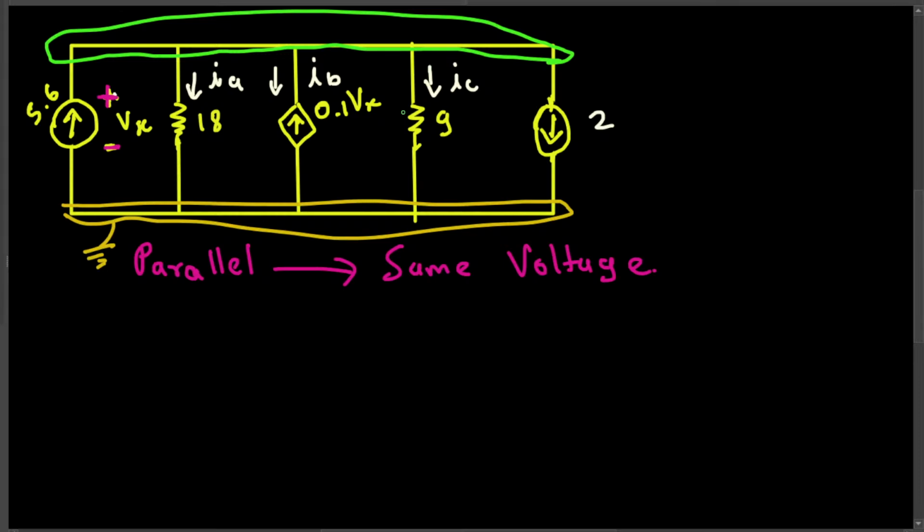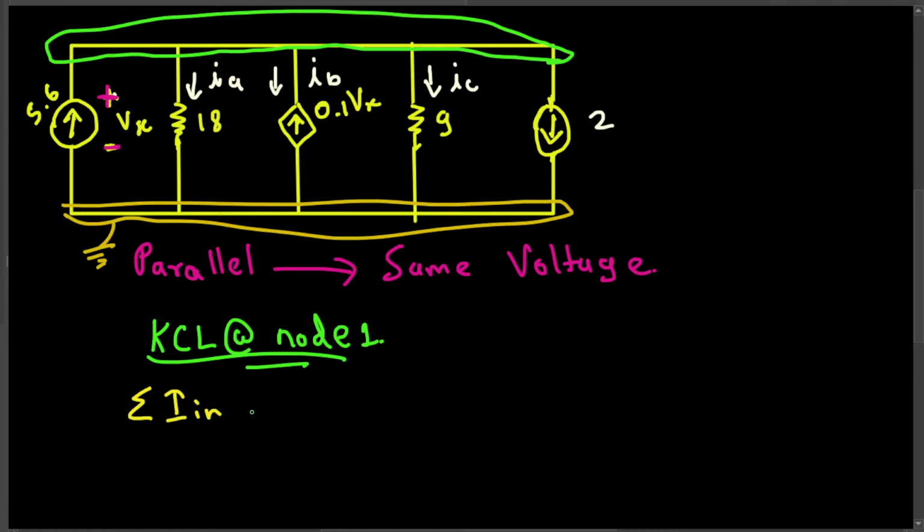Or you can say Kirchhoff's current law also says that whatever currents go in is equivalent to whatever currents go out. Both of them are the same: the addition of all the currents is equal to 0, or sum of current in is equal to sum of current out. Now we are going to use sum of current in equals sum of current out. So let's apply KCL at the node. Let's call this one node 1. At node 1, sum of current in is equivalent to sum of current out.